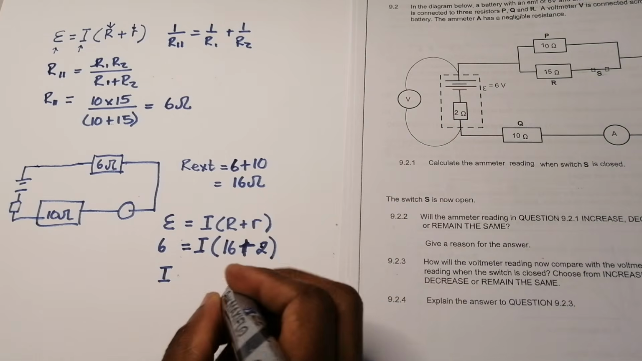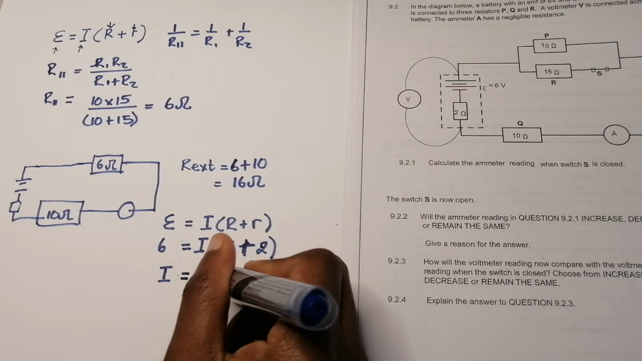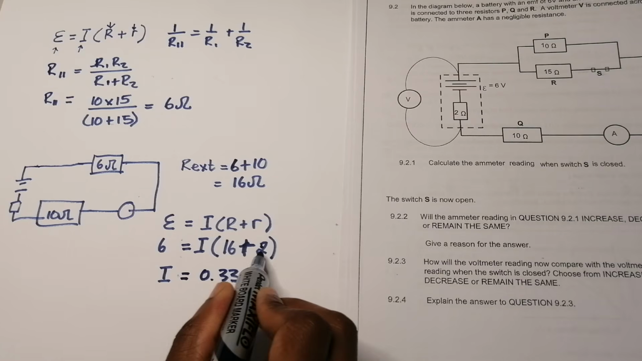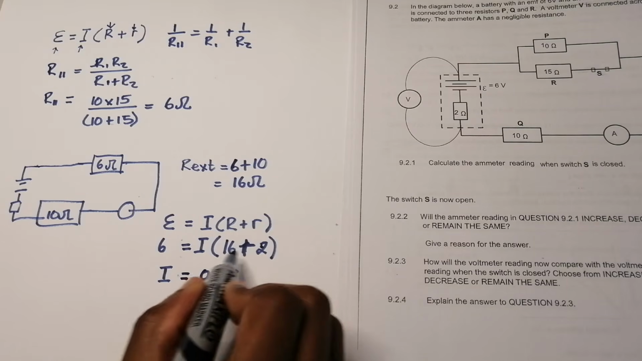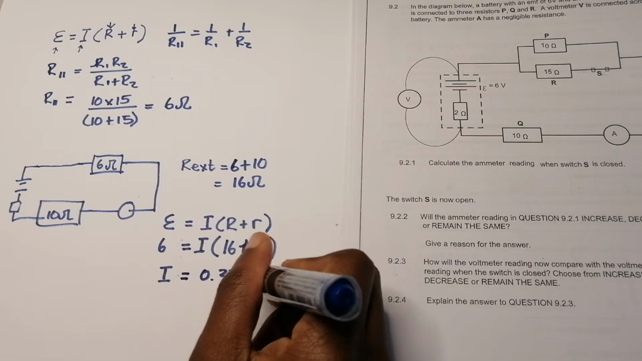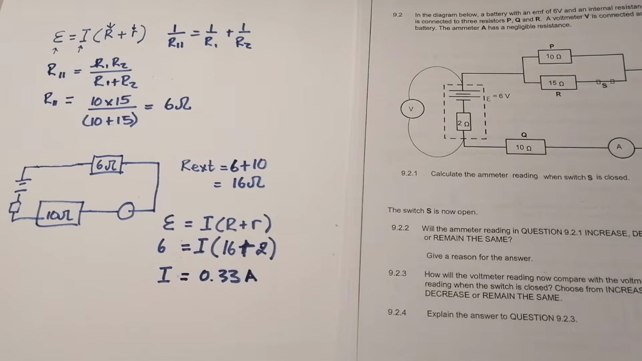And we simply get a value of 0.33. So 16 plus 2 gives you 18. You divide both sides by 18, and that should give you 0.33 amperes. And that's how we get our first value, what we're given there, when switch S is closed.